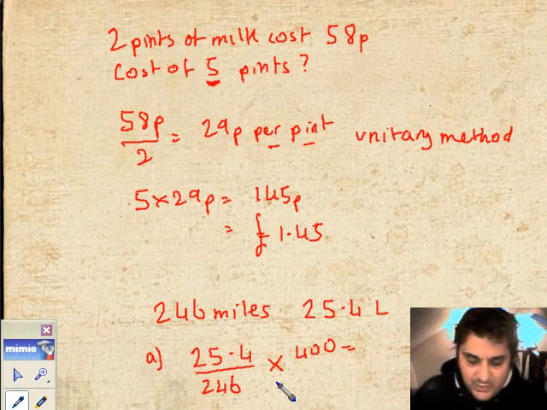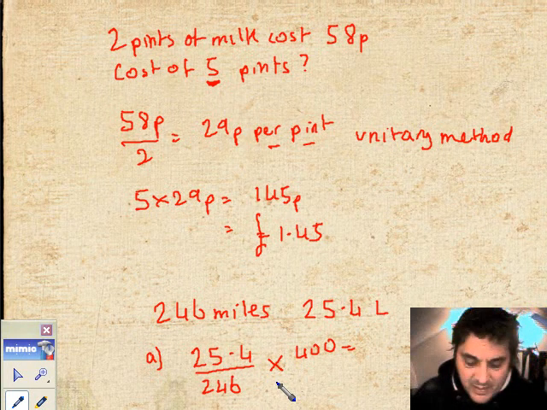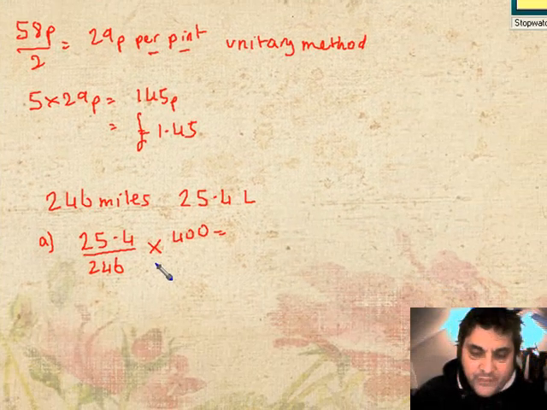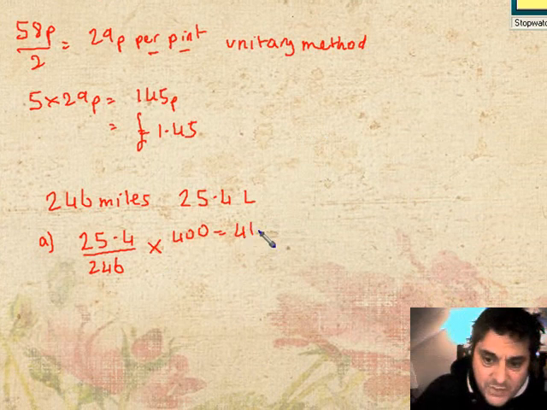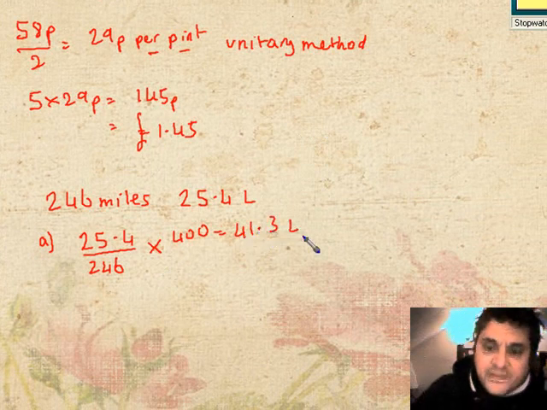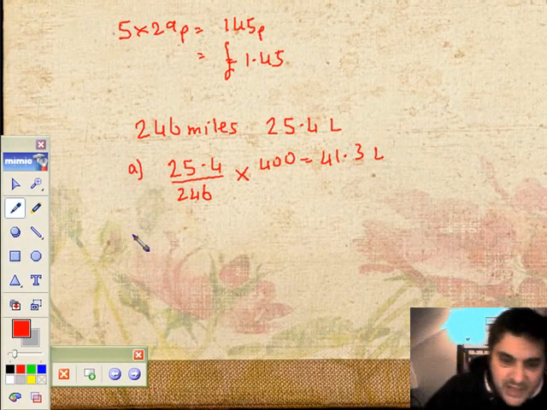So 25.4, divide that by 246, bang, there's an answer. I'm not going to tell you what that is. Multiply by 400. I will require 41.3 litres to do 400 miles. So 41.3 litres of diesel. Alright, that's part A done. Try and do B here, should fit.